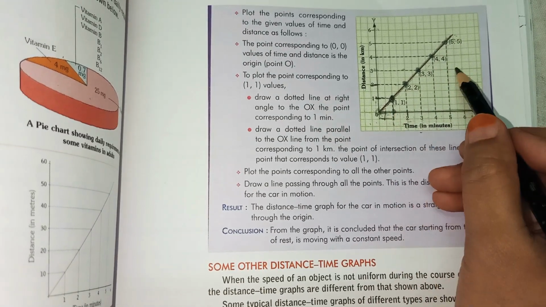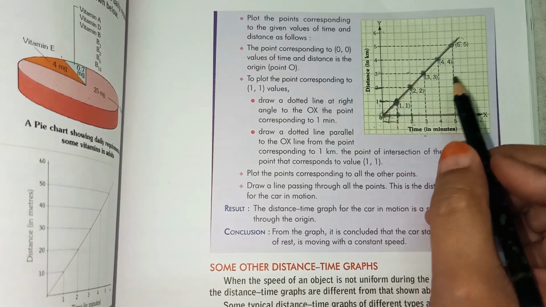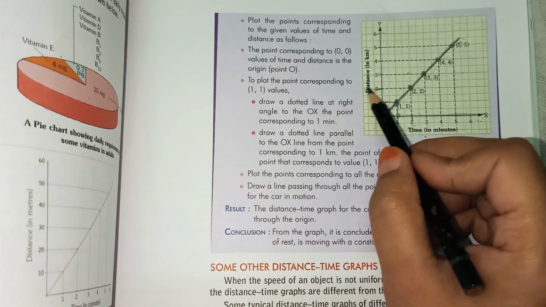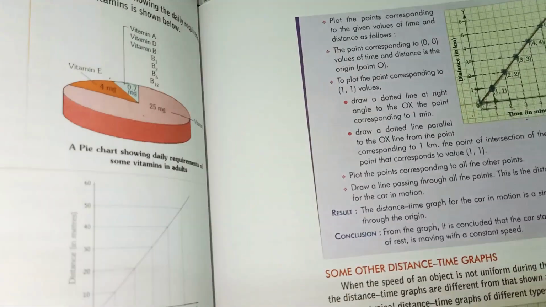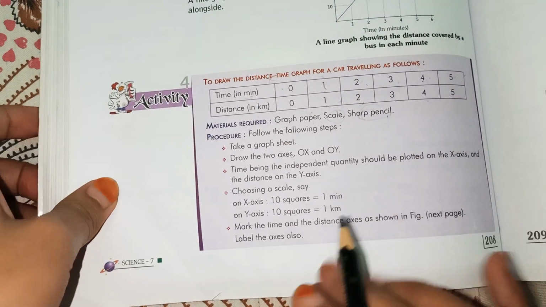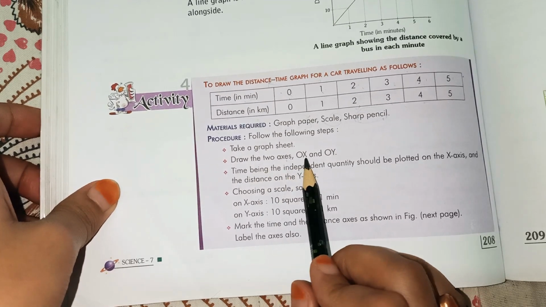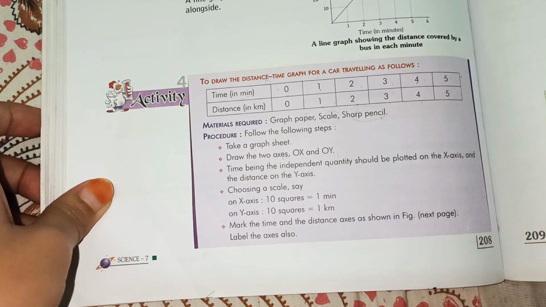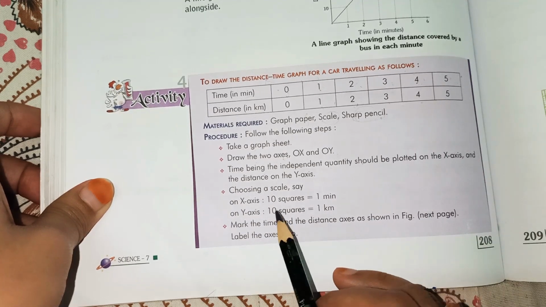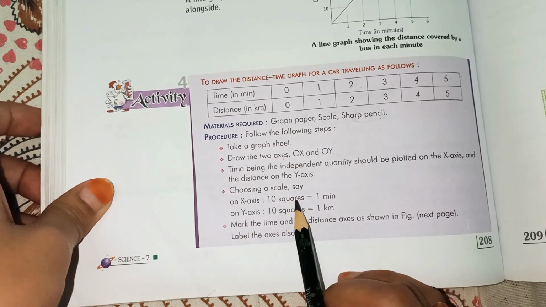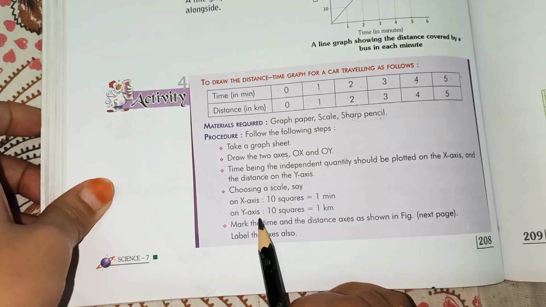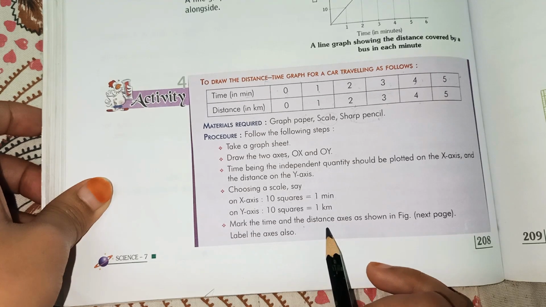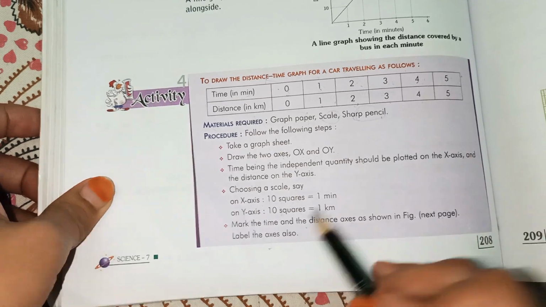From this we get to know that it is a uniform motion, because at a constant speed, in equal intervals of time, they are covering equal distance. So here it is given to draw 2 axes, OX and OY, time being the independent quantity. Whatever I have explained is written here. On the x-axis, 1 square equals 1 minute, and on the y-axis, 1 square equals 1 kilometer.